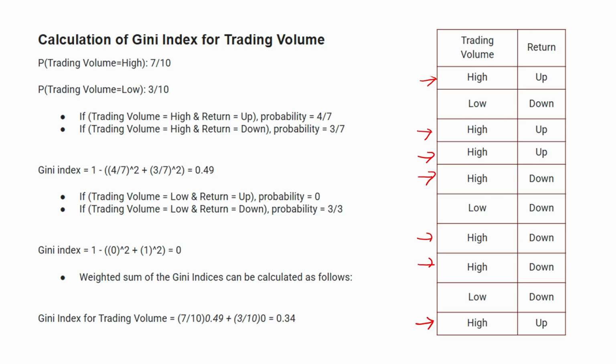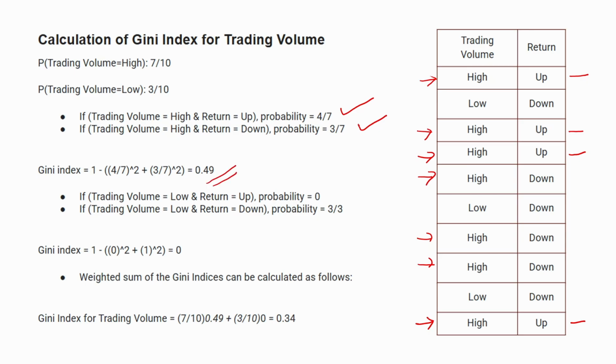Out of this high, you need to see how many are up. 1, 2, 3, 4. 4 are up. So total high is 7, and out of 7, 4 are up. So the probability of high and up is 4 divided by 7. The probability of high and down: out of 7, 4 are up means 3 are down. So you got 3 divided by 7. Now you have to find the Gini index. Gini index is nothing but 1 minus this probability square minus this probability square. So 1 minus 4 by 7 square plus 3 by 7 square, you got it as 0.49.